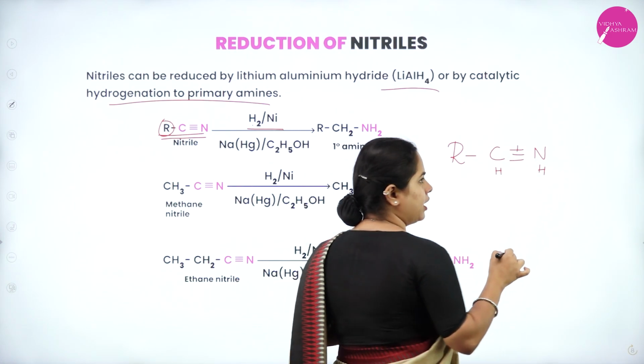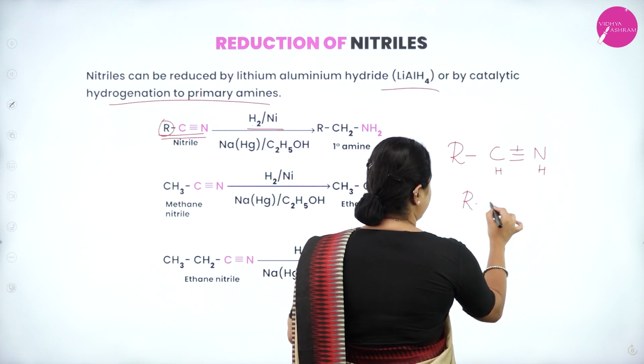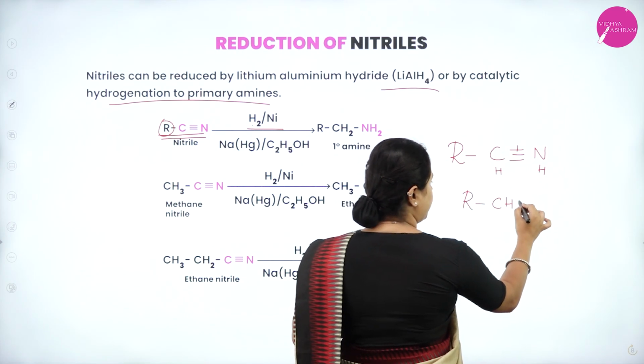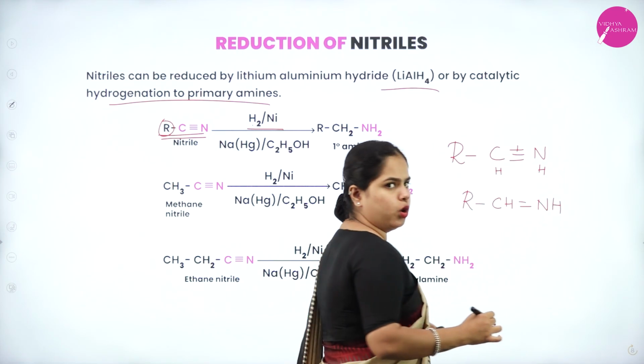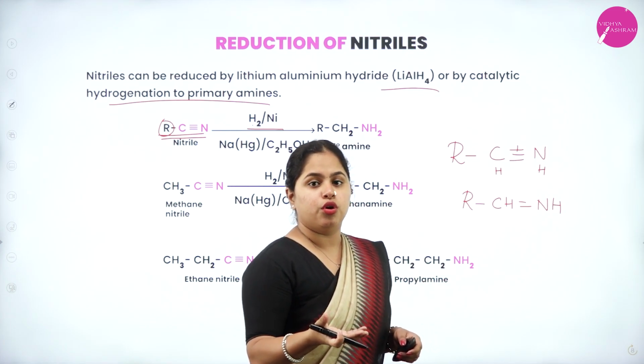Triple bond will break and form a double bond. So what are you going to get here? RCH, now the CH will be there, double bond NH you are going to get. Okay, now again we are going to do hydrogenation.